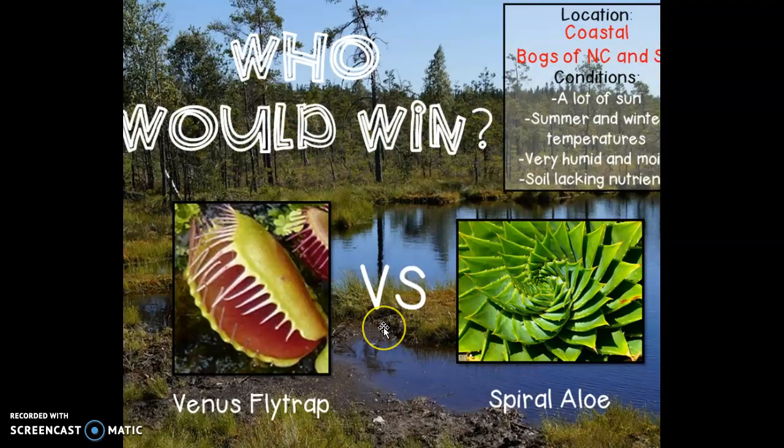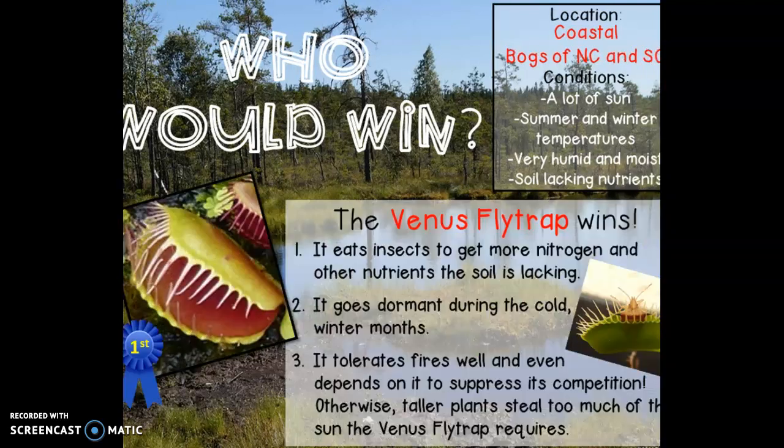Who will win? The Venus flytrap or the spiral aloe? Take a moment to jot down your thoughts. You're right, the Venus flytrap wins. The Venus flytrap lives along the coast of Georgia. It survives in the hot sun. It can survive in the hot summers or cold winters, or very humid and moist weather. It also can survive in soil that is lacking nutrients.